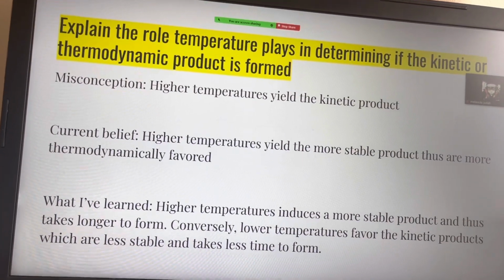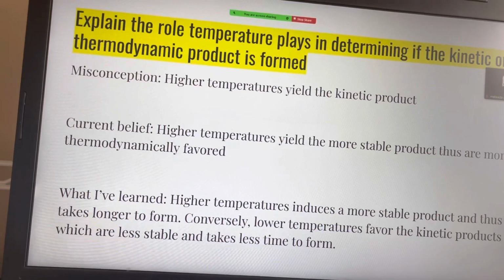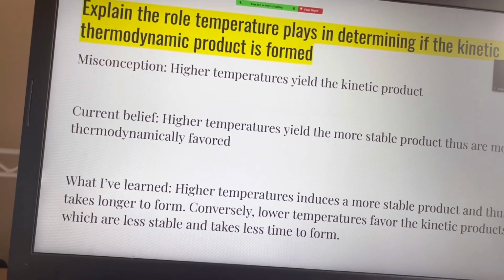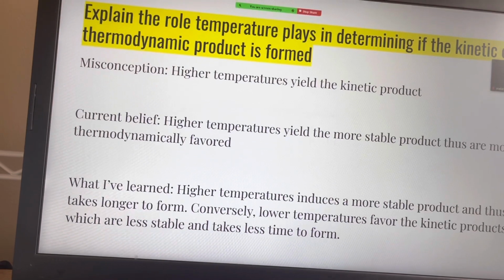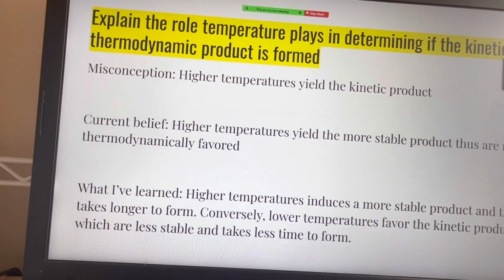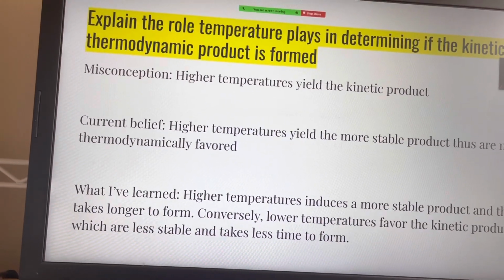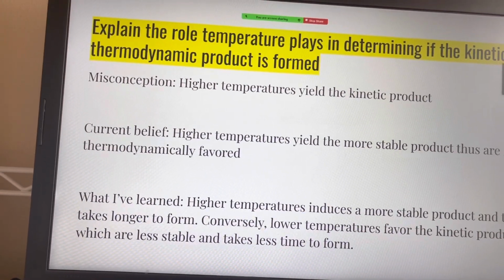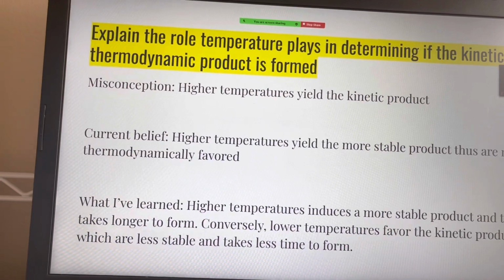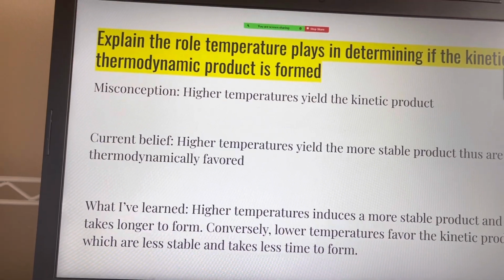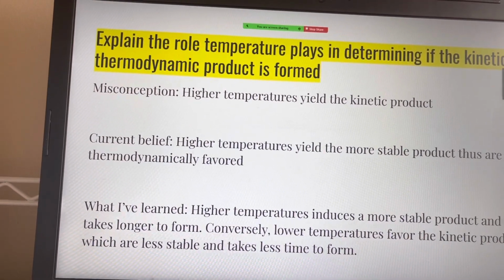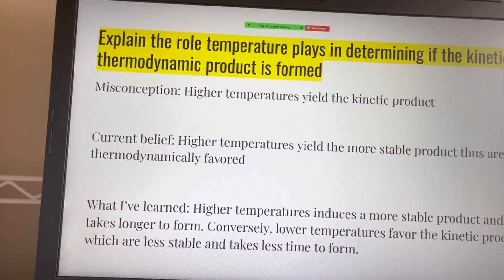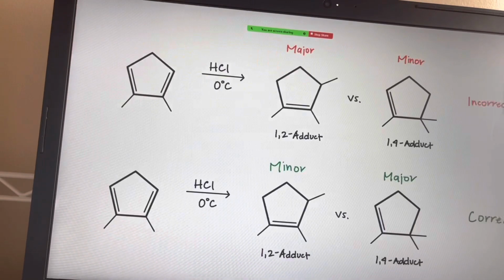Explain the role of temperature in determining if the kinetic or thermodynamic product is formed. Misconception, high temperatures yield the kinetic product. Current belief, high temperatures yield the more stable product, thus are more thermodynamically favored. What I learned, higher temperatures induce a more stable product and thus it takes longer to form. Conversely, lower temperatures favor the kinetic product, which is less stable and takes less time to form.